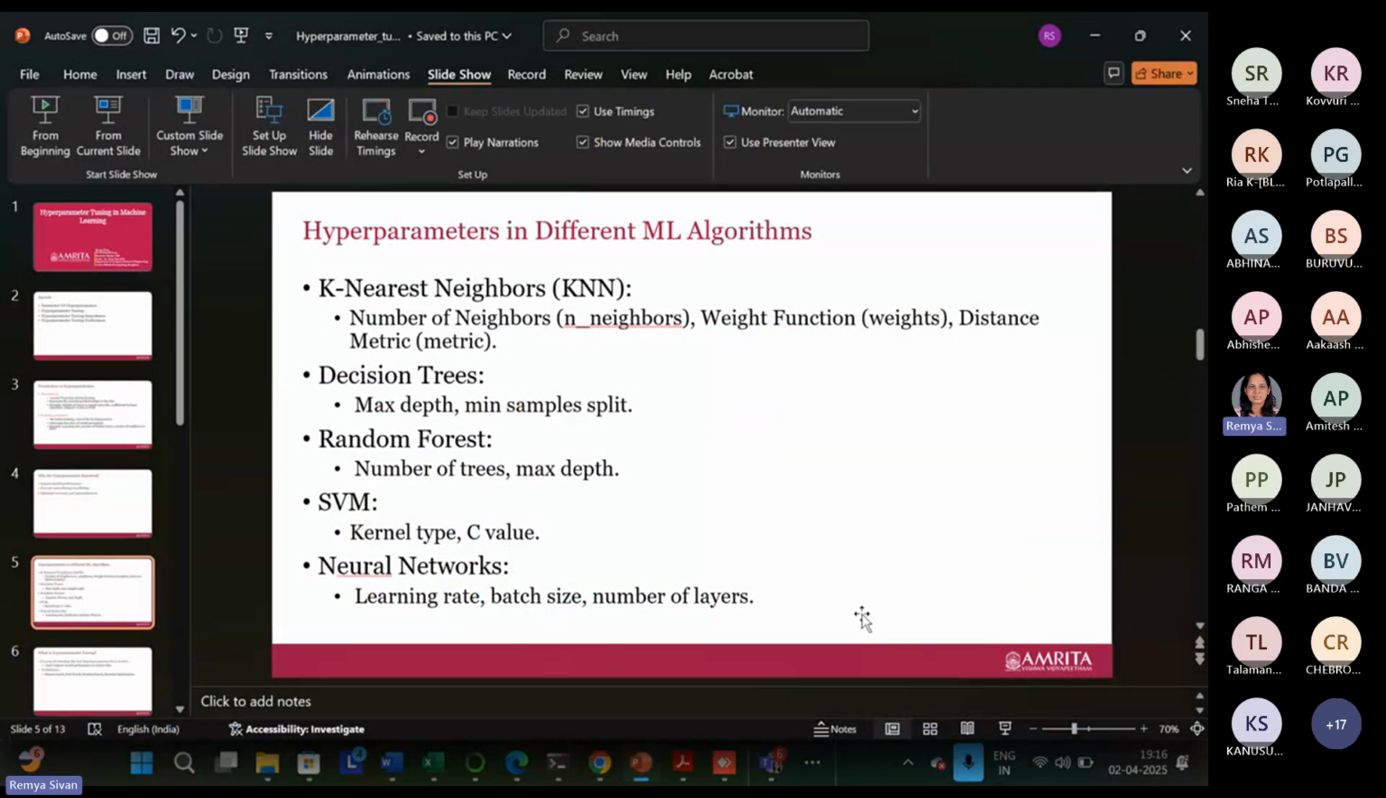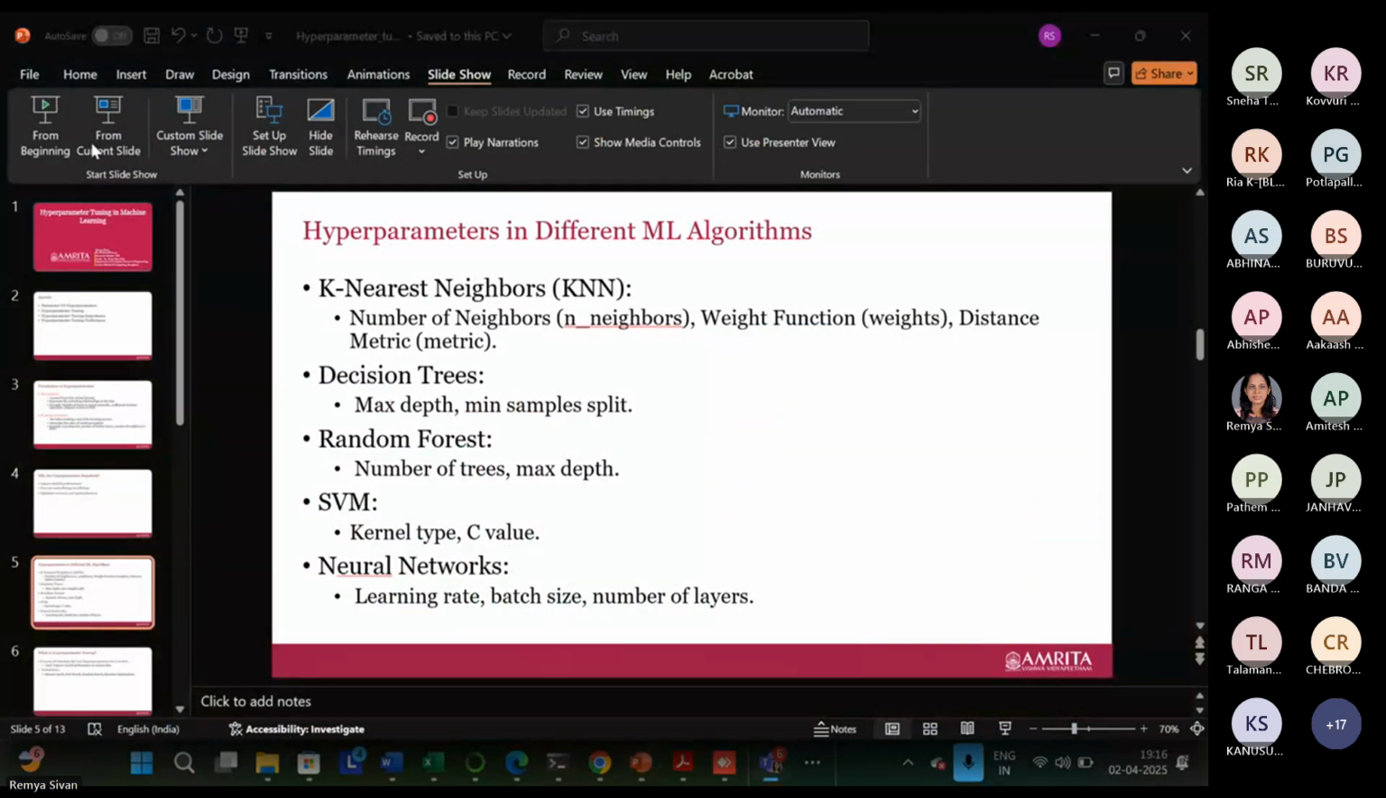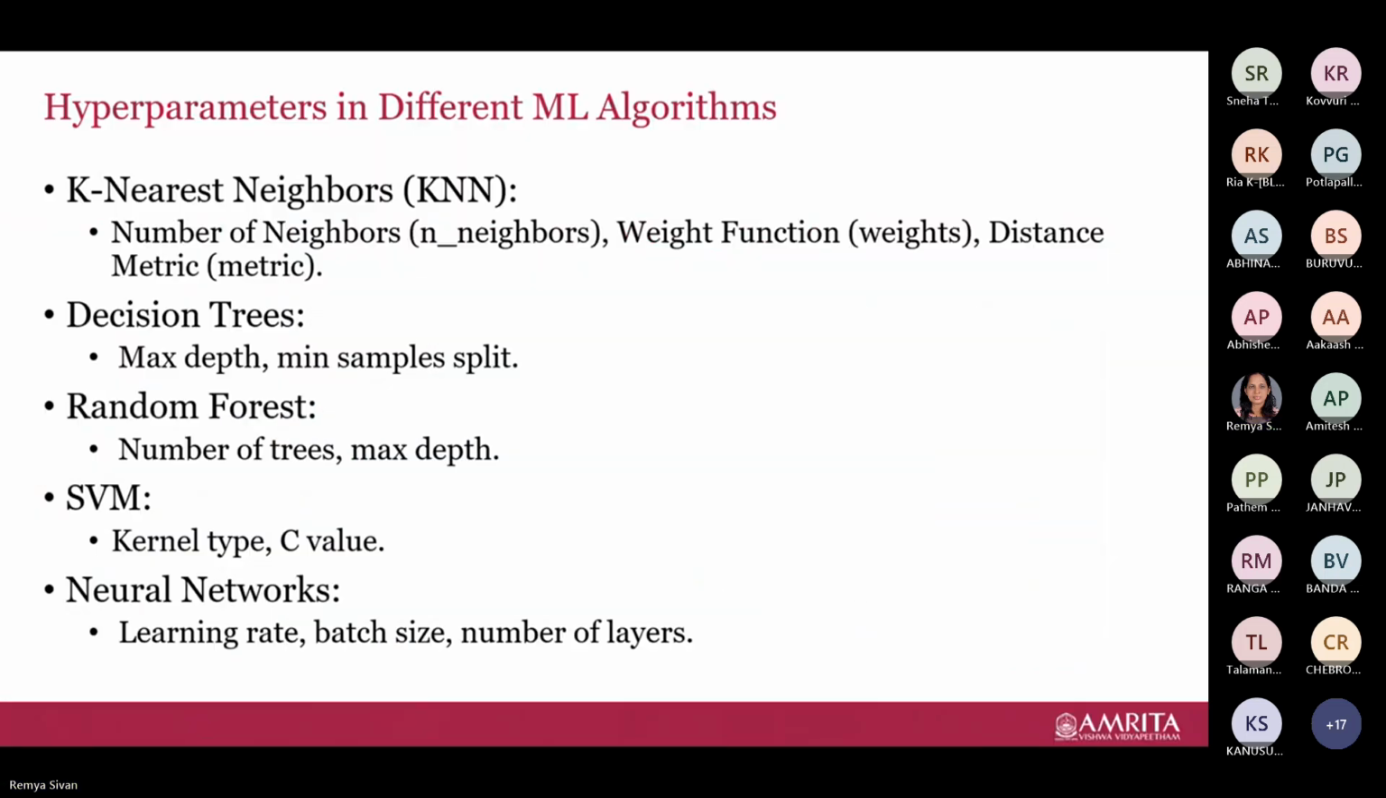Okay, the next algorithm is decision tree. Like k-nearest neighbor, for decision trees also we have two different hyperparameters. One is max depth, another one is minimum sample split. Max depth indicates the maximum depth of the tree. That can be 3, 4, 5, 6, even 100. We don't know, right? So we need to set that before training the data. So that is one hyperparameter.